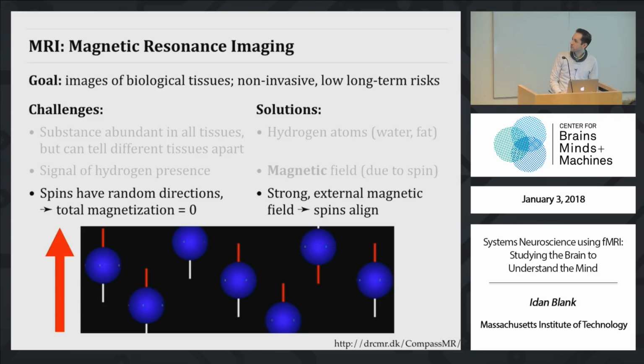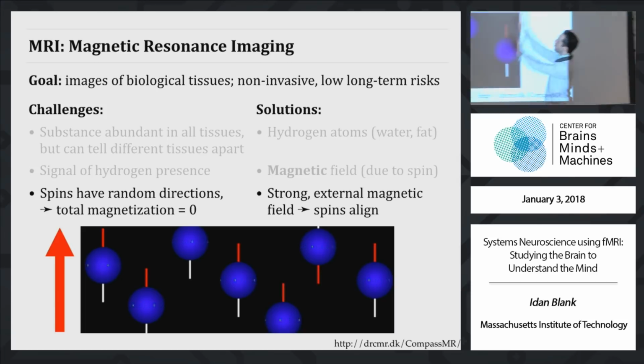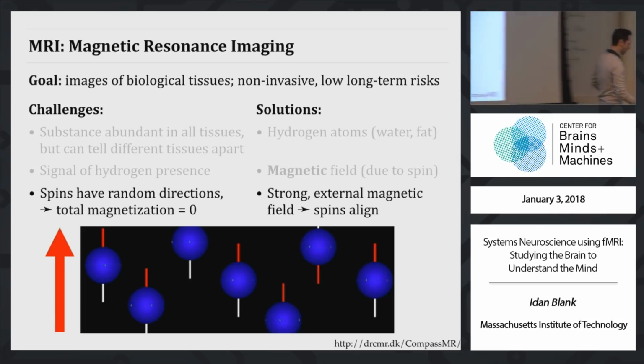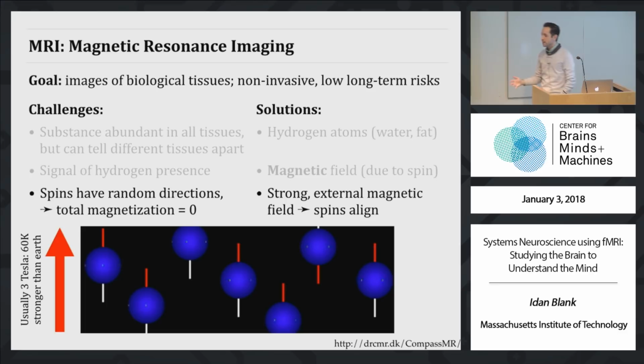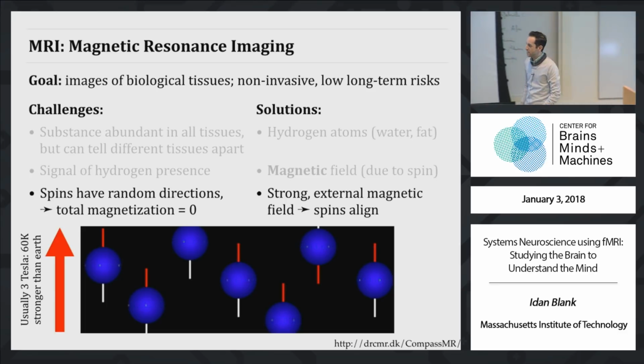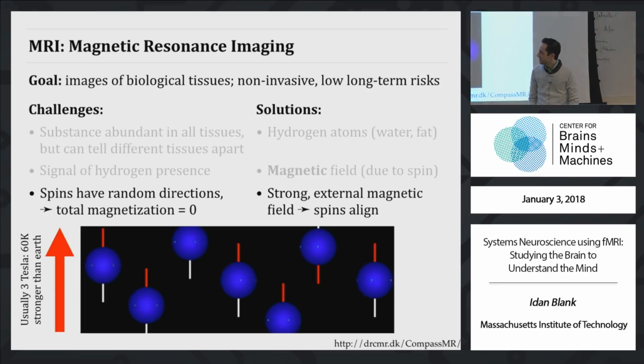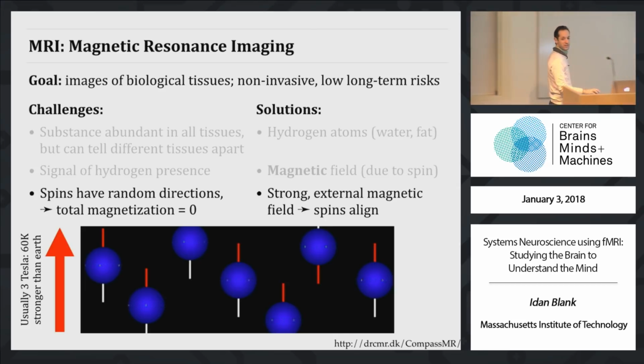So we use a strong external magnetic field, so all the spins align, and now we have net or total magnetization going in that direction. All of these vectors sum up, and we get a signal that we can measure. Now, how strong is this magnet? Usually, and what we have downstairs is 3 Tesla, which is 60,000 times stronger than the Earth's magnetic field. So it's really, really, really strong.